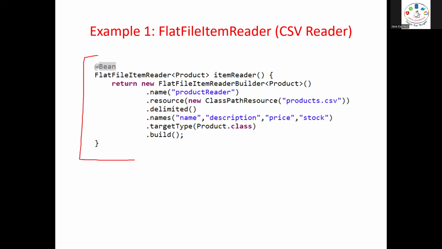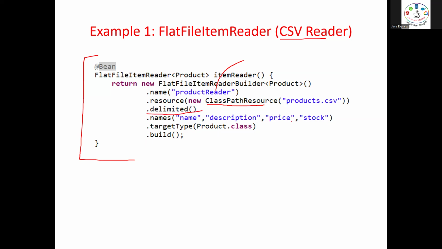By using the builder design pattern, I am providing a name called productReader. Your source file should be at some location, either C drive, D drive, F drive, or in your classpath, wherever you have it. You can read the data from the classpath. As per this image, you can see I am pulling the CSV file from the classpath resource here. And there is a delimiter, like a comma or underscore, some kind of delimiter, so for that purpose I have given delimited.